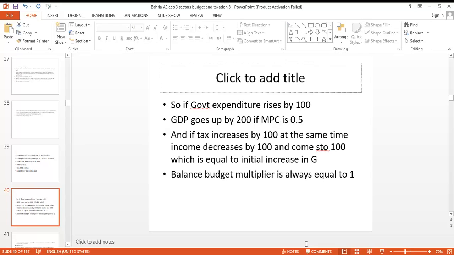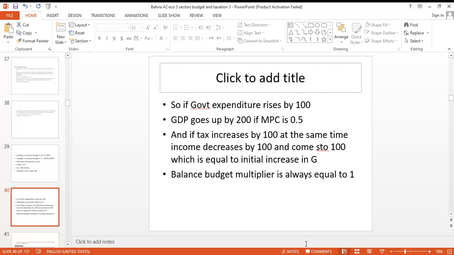So the bottom line is that when the government increases its expenditure by a certain amount, and we have the balanced budget multiplier in effect, then the economy will get a stimulus equal to the government expenditure. There will be no leakage, there will be nothing. If the government increases the expenditure by 100, the exact stimulus will be 100. Why? Because the balanced budget multiplier is always equal to 1.